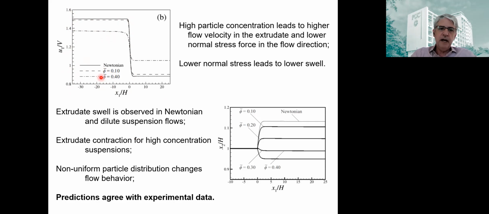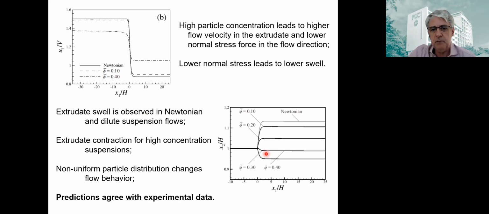But now if you have a higher concentration, remember the viscosity near the symmetry line becomes very high. So it's very hard to decelerate the liquid. So the change in the velocity in the symmetry line is much smaller. So you have a lower normal stress associated with the flow of a high particle concentration. And this lower normal stress leads to lower swell, and in some cases, even a contraction.